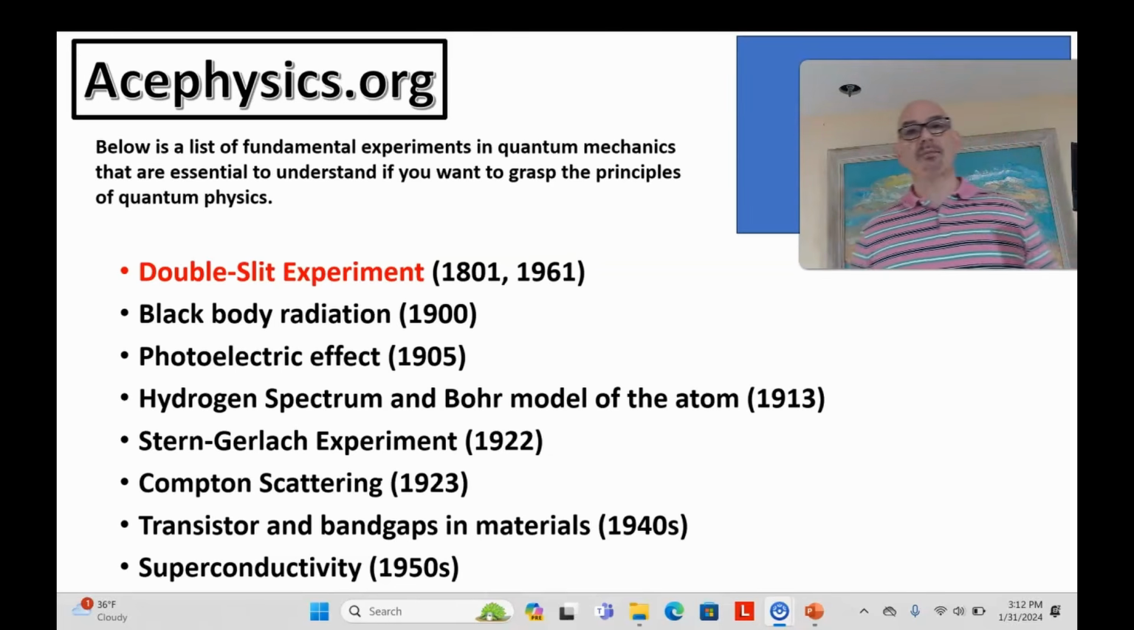Below is a list of fundamental experiments in quantum mechanics that are essential to understand if you want to understand quantum mechanics. The first experiment is the double slit experiment. I've explained that already in this presentation. Hopefully the ideas are more clear to you now. Other crucial experiments are black body radiation, the photoelectric effect, the hydrogen spectrum and the Bohr model of the atom, the Stern-Gerlach experiment, and Compton scattering. Two other experiments that require a more advanced mathematical understanding of quantum mechanics are the transistor and band gaps in materials, as well as superconductivity.